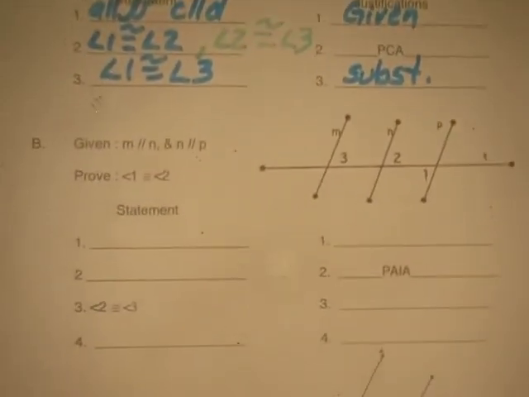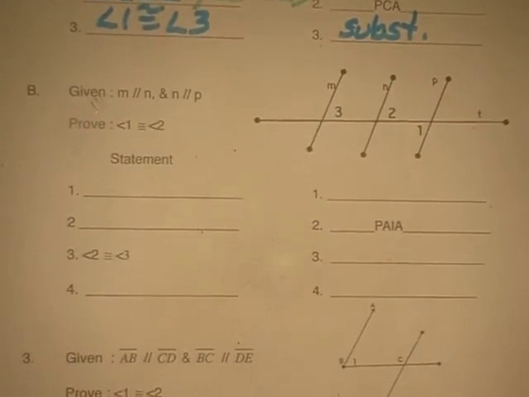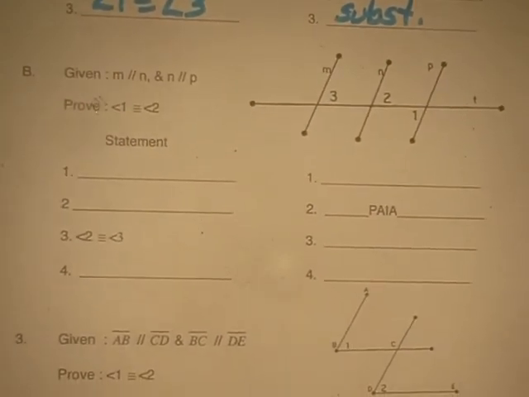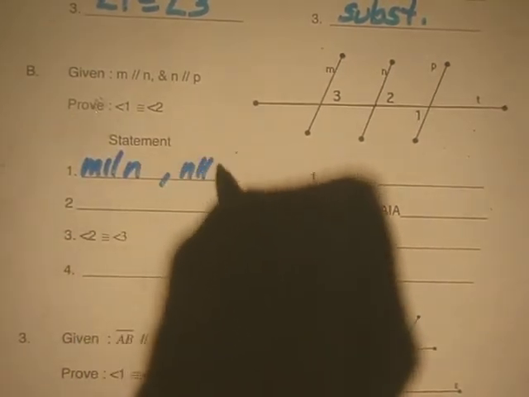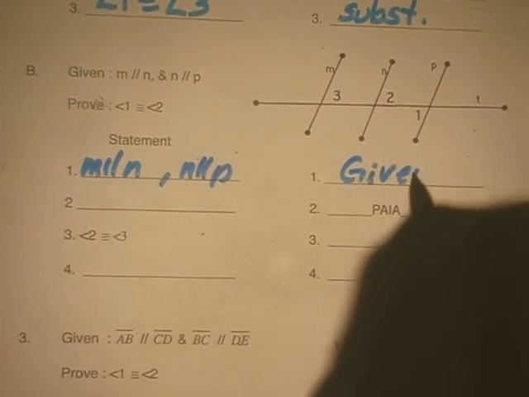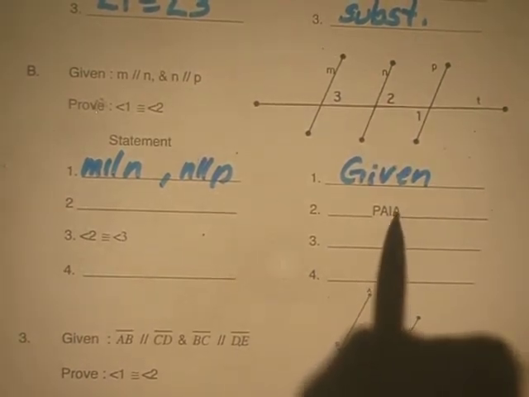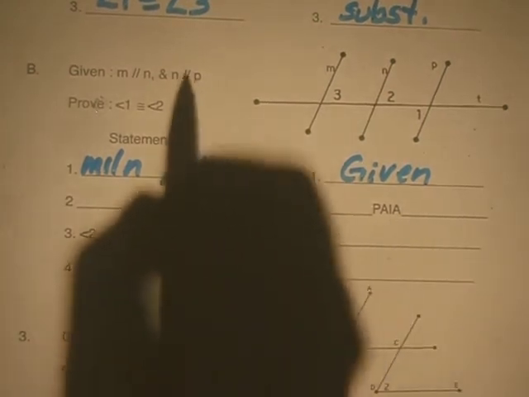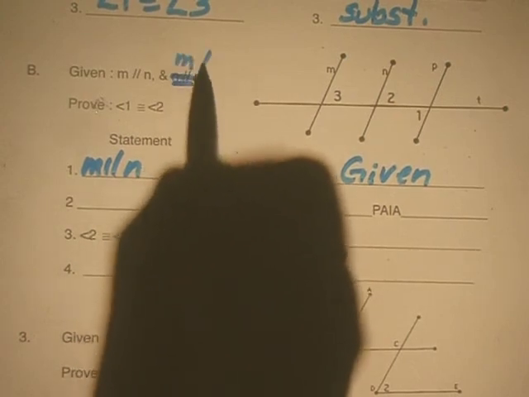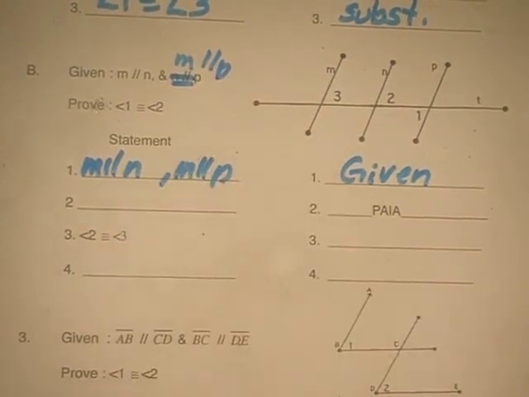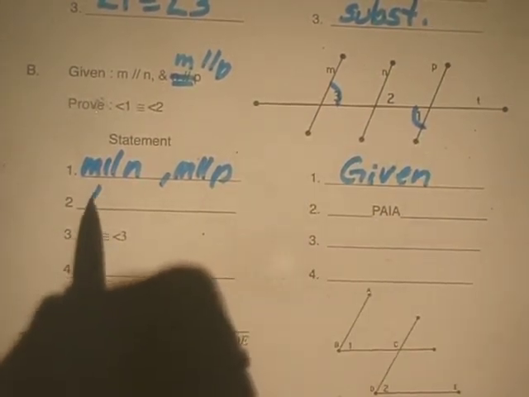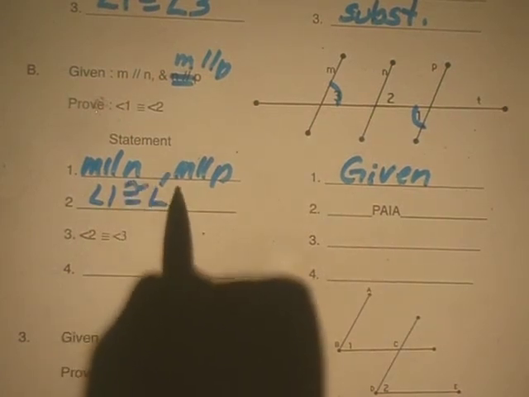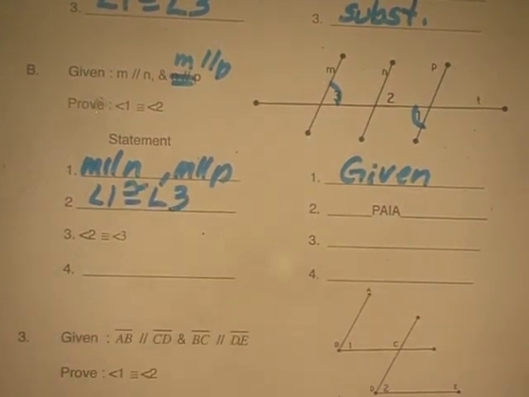The next proof, we have line M parallel to line N, and N parallel to P. So we start out with our given. And we have a little hint here. We are looking for alternate interior angles. And this second line should be M is parallel to P. That is a typo. Since M and P are parallel, we can say angle 1 is congruent to angle 3 by alternate interior angles.